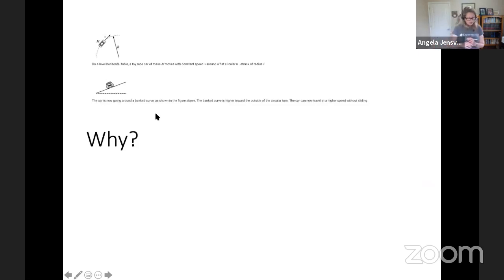Okay, there's a car going in a horizontal circle with a mass m, speed v, radius r, and when it's on a banked curve, it can go faster without slipping. Why is that?